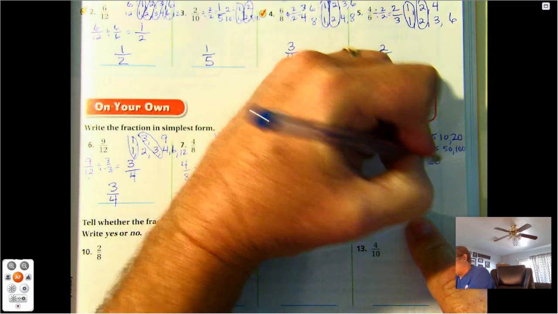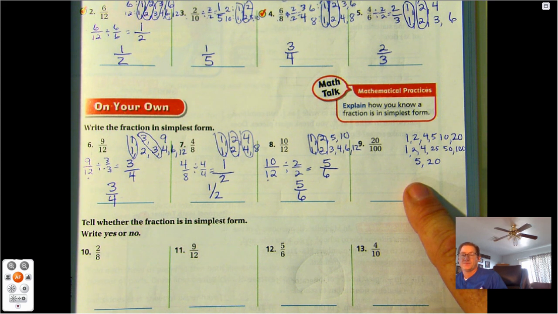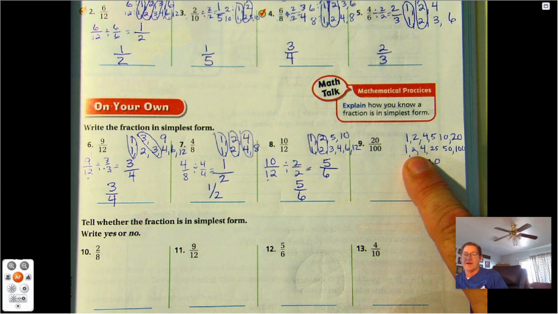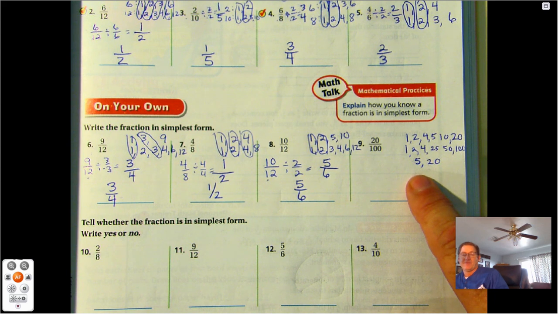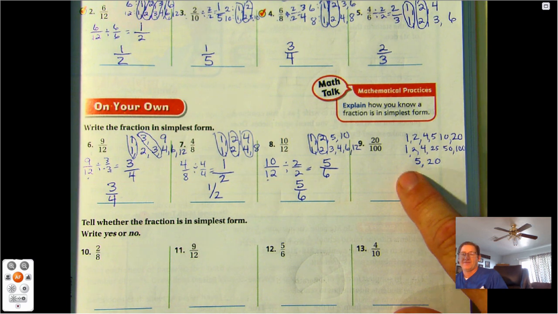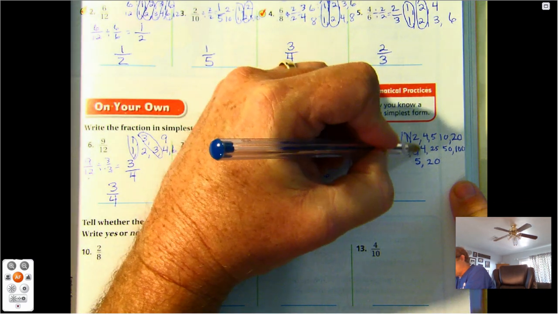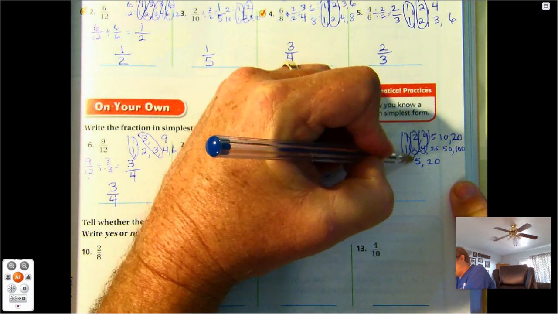6 will not work because 100 is not divisible by 2 and 3. 7 will not work. 7 times 10, 70, 77, 84, 91, 98, 105. Okay, so these are our factors of 100. 1, 2, 4, 25, 50, 100, and 5 and 20. So 1s are in common to both. 2s are in common. 4s are in common. 5s in common. And 20.